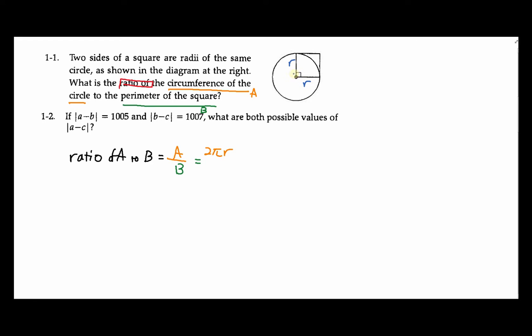And not only that, the problem says it's a square, so you have r, and everything is 90 degrees, and you must have r as well. The perimeter is the distance around our polygon, which is the square, so we have 4r by adding them up.